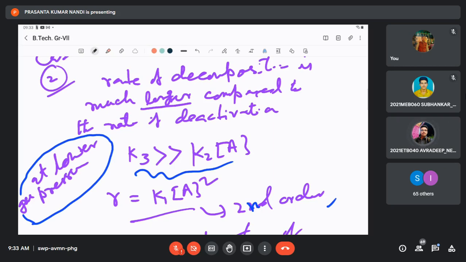In that case, we can write like this. So this is the approximation. This is nothing so complicated.